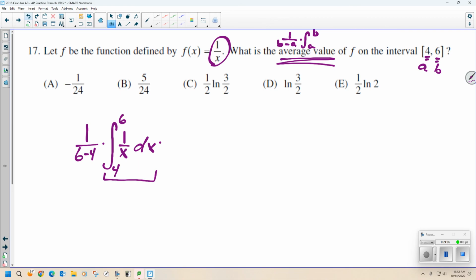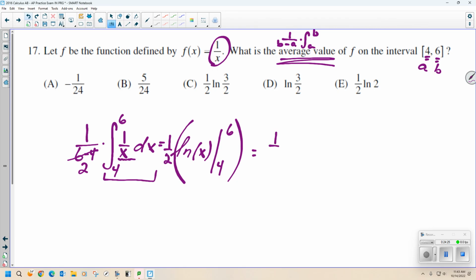Boom. For problem number 12, we actually integrated this. That's the ln of x, all right? And we want that from 4 to 6. And by the way, I'm multiplying it by 1 over 2 because 6 minus 4 gives me my 2. So let's do this. We have 1/2 times the ln of 6 minus the ln of 4.